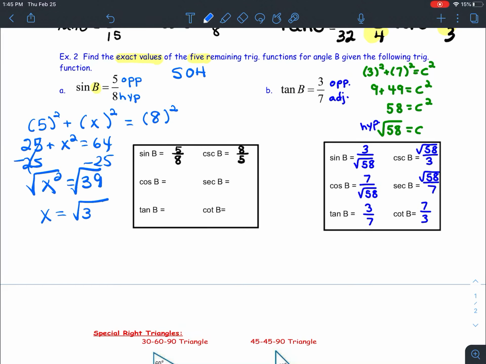39 is not a perfect square, so I don't want to type in the square root of 39 on my calculator. I'm just going to leave it as the square root of 39. This right here is the adjacent leg. Okay, that's the adjacent leg.